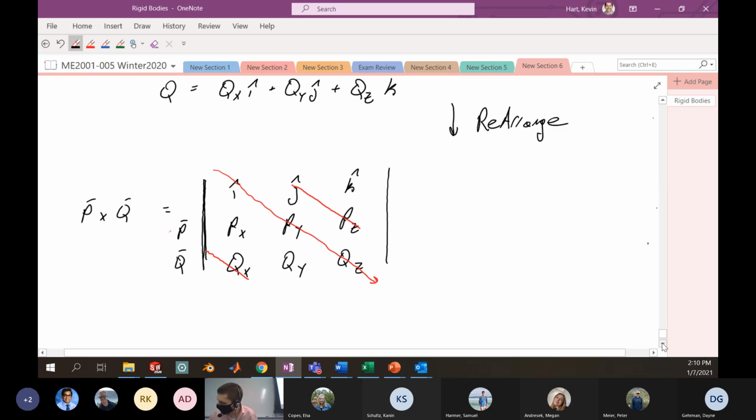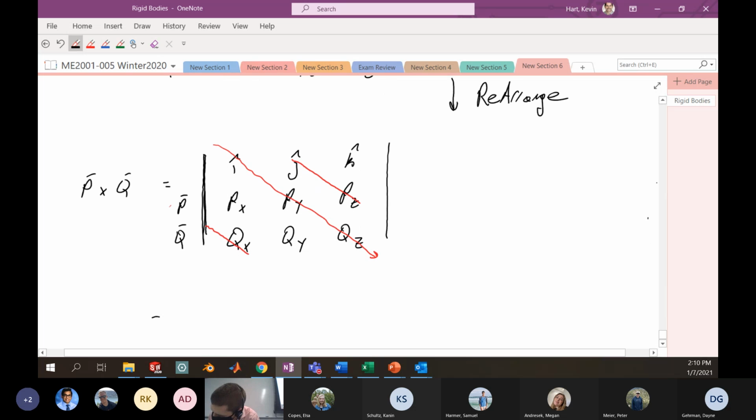So my first term would be this first one that I've drawn here, which is Py Qz i hat. Then this little diagonal is the second bit, which is going to be plus Pz Qx j hat. And then I'll continue with the last bit. Here's my k, I'll wrap around, and I'll have k hat, Px, and Qy. So Px Qy k hat. Okay? So those are three terms that I get from my cross product.